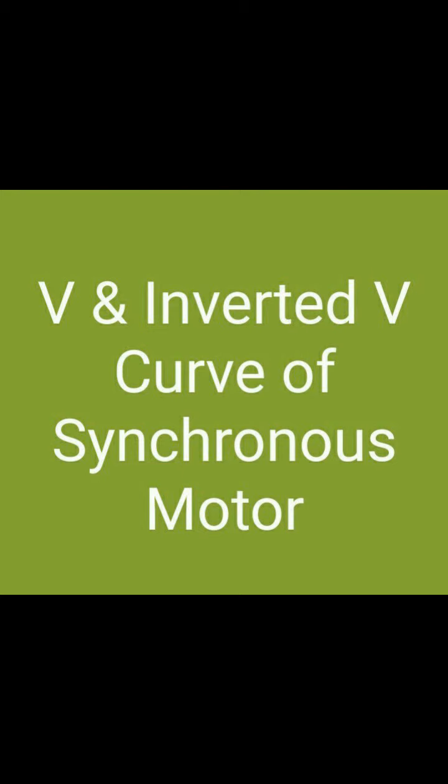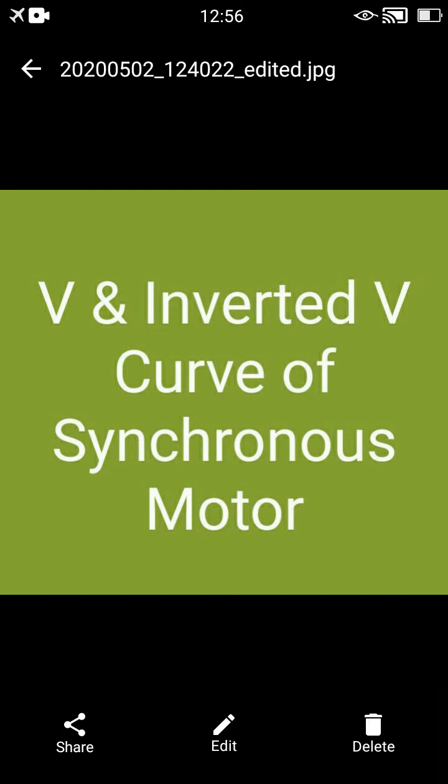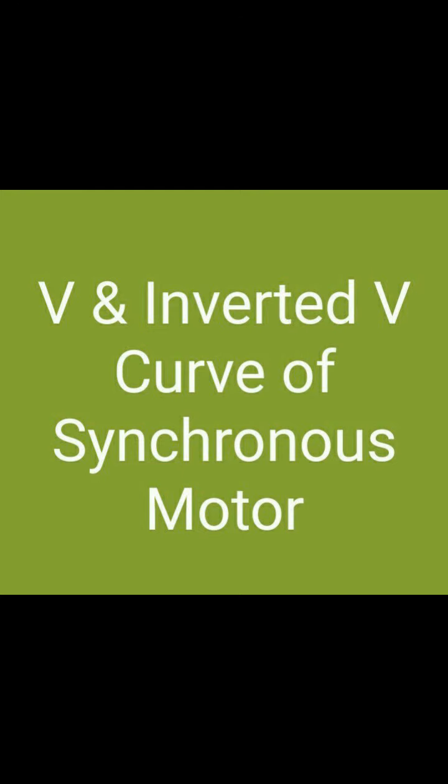So today we will discuss one of the topics of the synchronous motor, that is the V and inverted V curve of a synchronous motor. The V curve is a curve plotted between the field current and the armature current of a synchronous motor, and the inverted V curve is plotted between the field current and power factor of a synchronous motor. So we will discuss in detail the explanation of the V and inverted V curve of a synchronous motor.